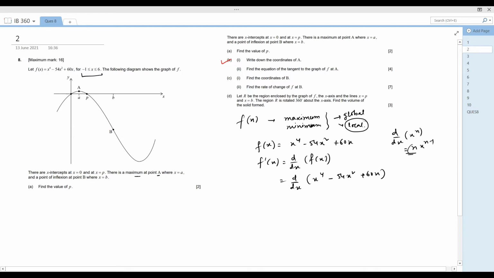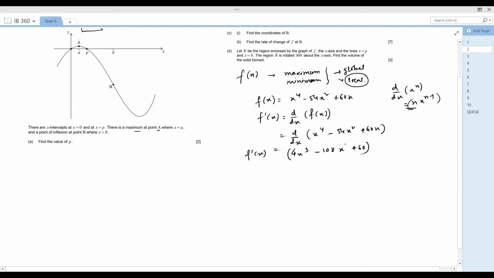So if you remember this formula, then you can do this part, that is 4x cube minus 108x plus 60. So this is f dash x. Now the thing is, if we can get the points, we can get the points of maximum, minimum and inflection if we equate f dash x to be 0. Now we are equating f dash x to be 0. So the equation 4x cube minus 108x plus 60 equals 0. So from here we can simplify that, that is x cube minus 27x plus 15 equals 0.